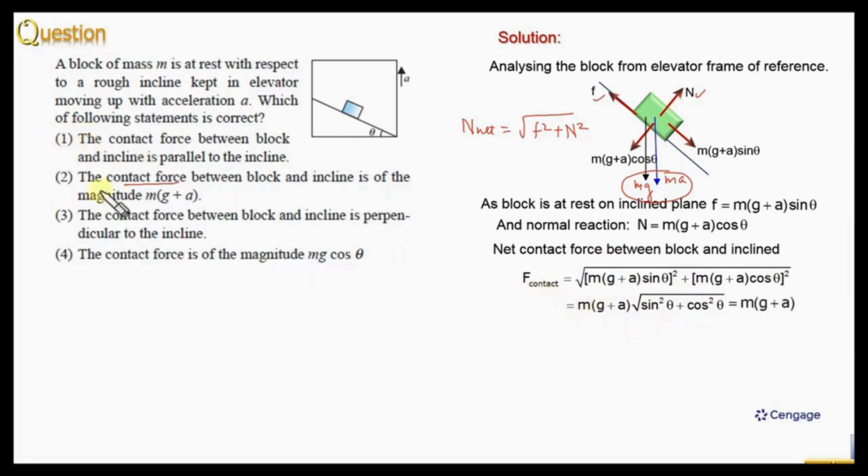Now we can find the option. Second option should be correct, right? Because it is given that the contact force between the block and incline has magnitude m(g + a). So this is the correct option.